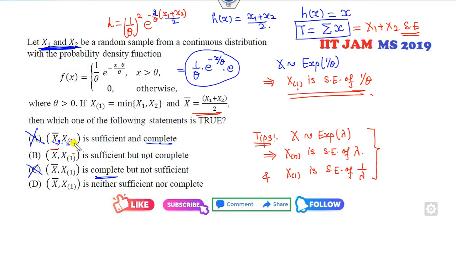And what is the x bar? X bar is a constant value, so it's a sufficient estimator. So yes, this is sufficient. Is it complete? No, it's not complete, because the dimension is 2 and theta has a dimension of 1. So the right answer is B, my correct option.